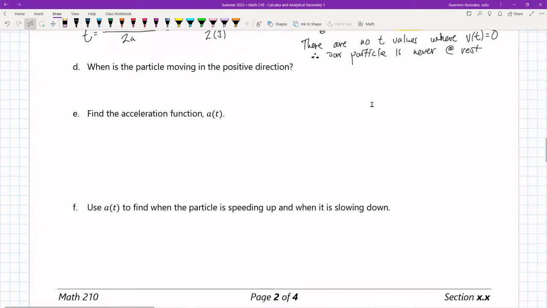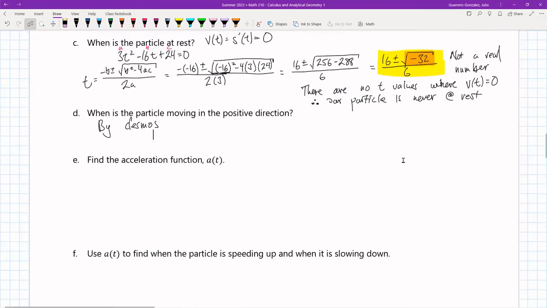In this case, I'm going to want you guys to graph it, so I'm going to do it by Desmos. To find out when it's moving in the positive direction, that's when v of t, which we know is s prime of t, is positive. If the velocity is greater than 0, it's moving in the positive direction.